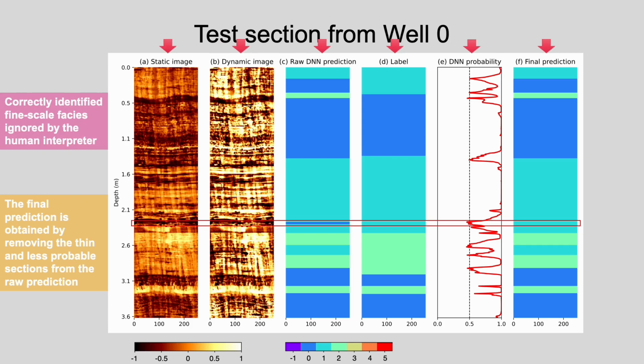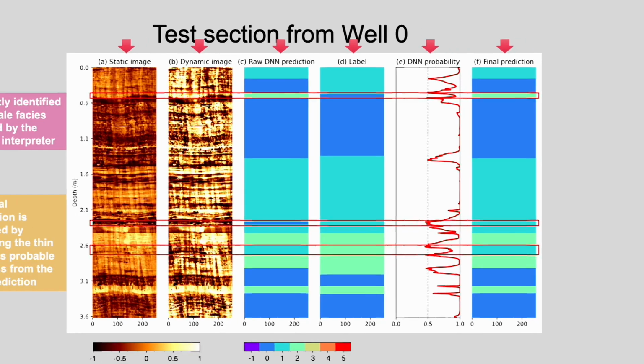Moreover, the DNN correctly identifies some fine-scale species ignored by the human interpreters, such as the top thin species 2 that is mostly transparent, and the lower thin species 1 with faint sinusoid.